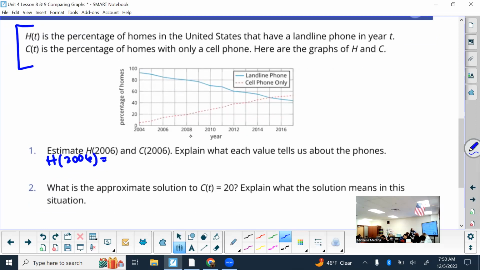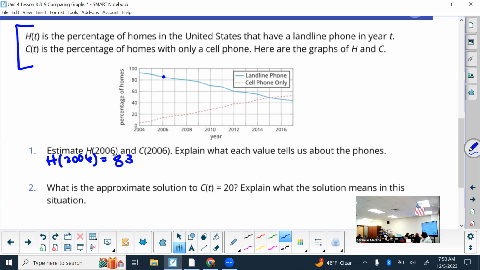Approximately. Okay, maybe 83, maybe 85, but something close to that, you have to approximate it. They're counting by 20, so here would be the halfway mark. It's definitely between 80 and 90, probably closer to 80. All right, now that's what we're estimating.